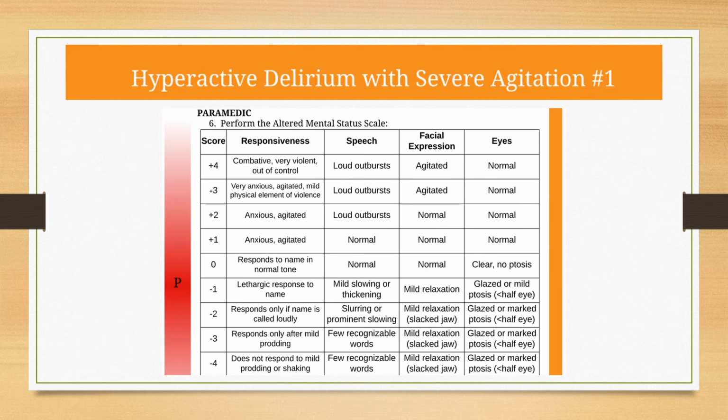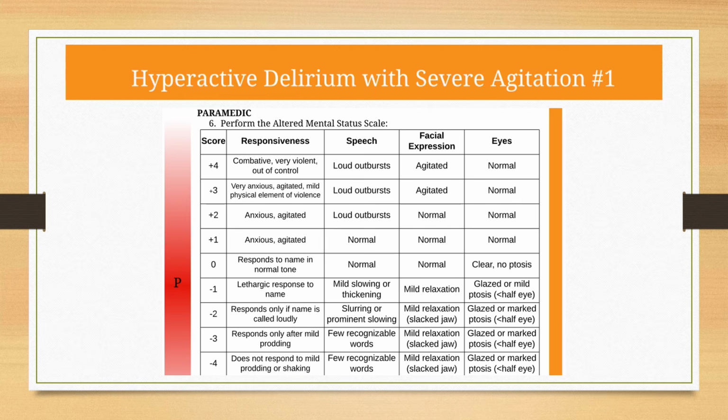Looking at the protocol for hyperactive delirium with severe agitation, this is our assessment tool that we use for all of our combative patients. It's called the Altered Mental Status Scale, or AMSS. It's a scale that goes from +4 down to -4. The higher the score, the more likelihood we're going to give medications for chemical restraint. The lower the score, it's more of a medical emergency. We need to make sure we treat them medically without any sort of restraint or chemical sedation.